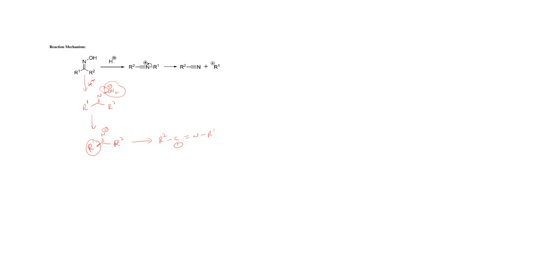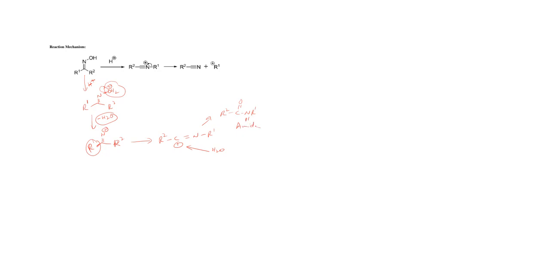As we discussed already in the normal Beckmann rearrangement reaction, a water molecule is present in the reaction mixture. From where does this water molecule come? It results from the dehydration reaction. In the dehydration reaction, a water molecule is produced. So this water molecule attacks this carbonyl position, and as a result it is converted into amide.